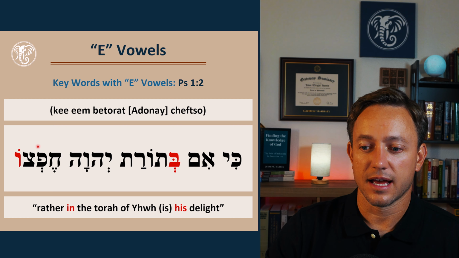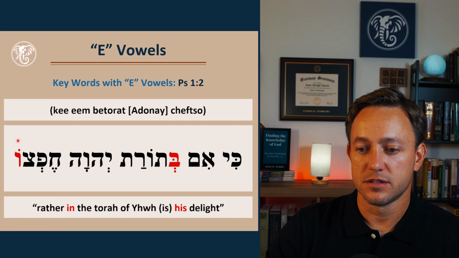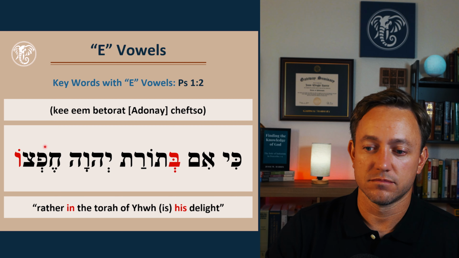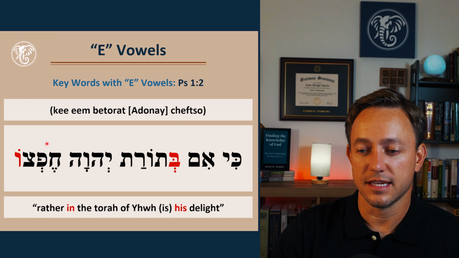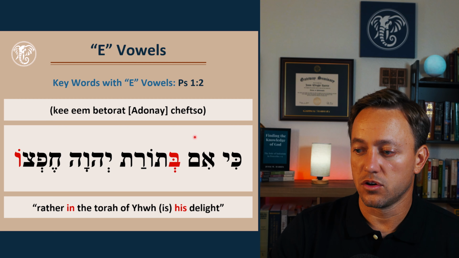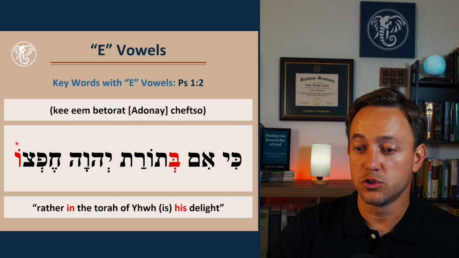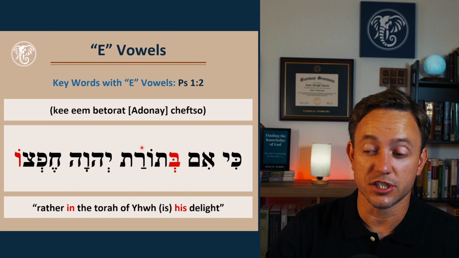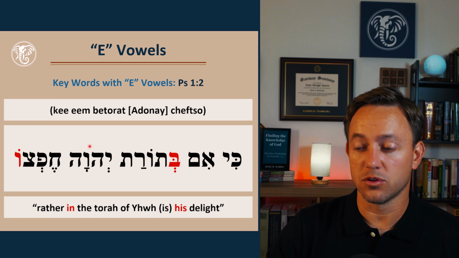And then chefzo. So o being his, and chefetz is delight or joy, his pleasure. So rather, his joy or his pleasure, his delight is in the law, the instruction, the guidance of the Lord, right?